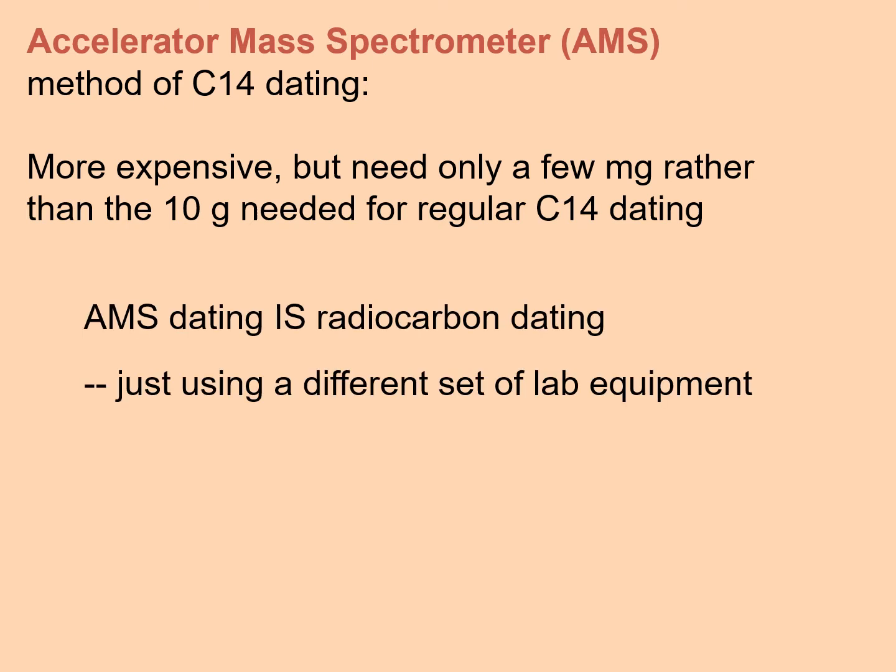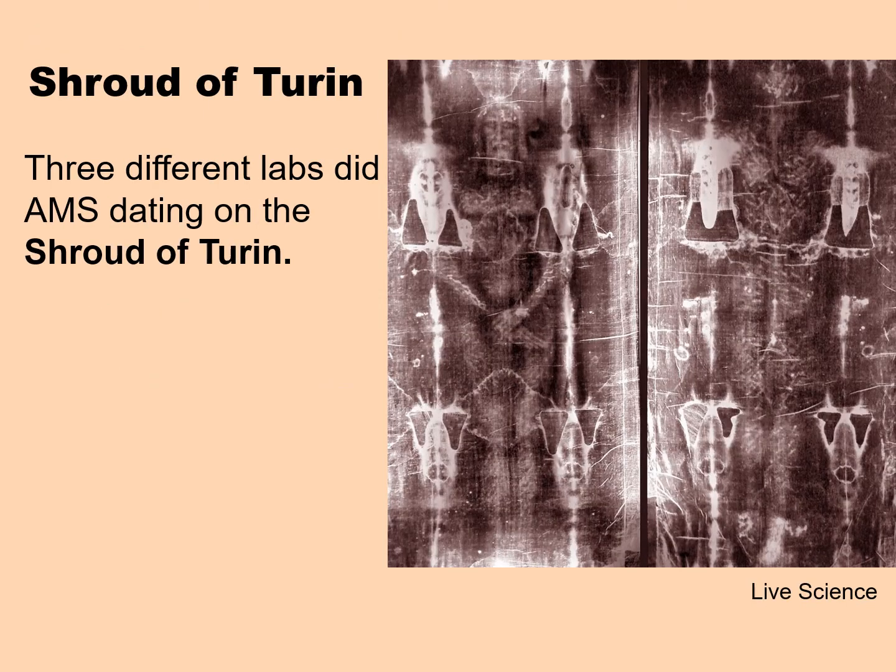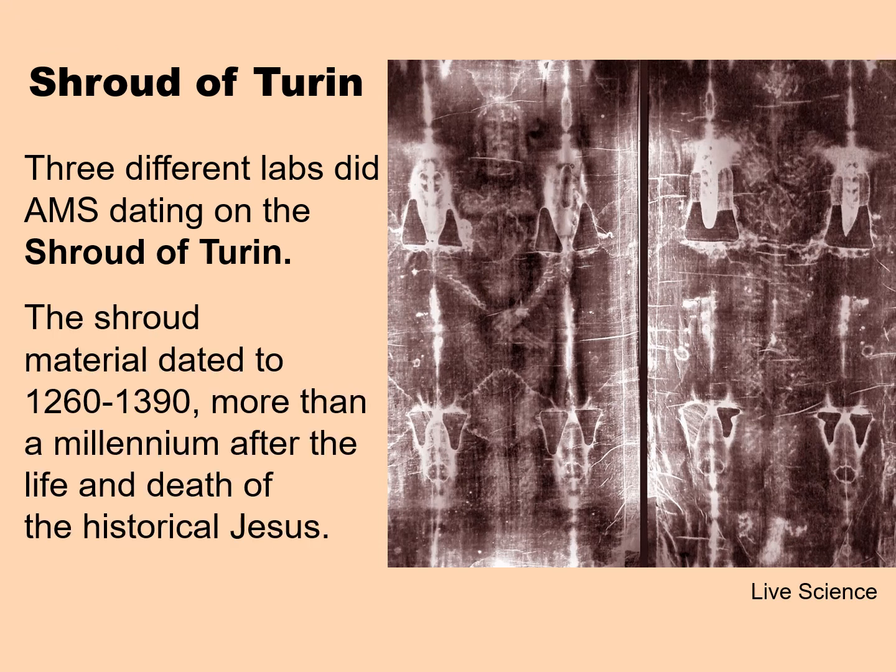So AMS dating is radiocarbon dating. It's just using a different set of lab equipment. Three different labs did AMS dating on the Shroud of Turin. And what they found was that the shroud material dated to 1260 to 1390 AD, which is more than a millennium after the life and death of the historical Jesus. However, this shroud still remains unexplained.